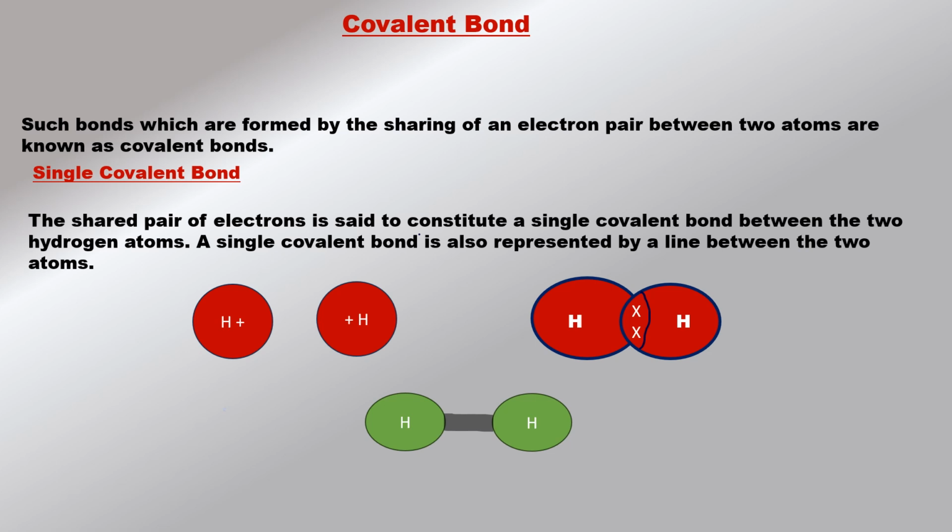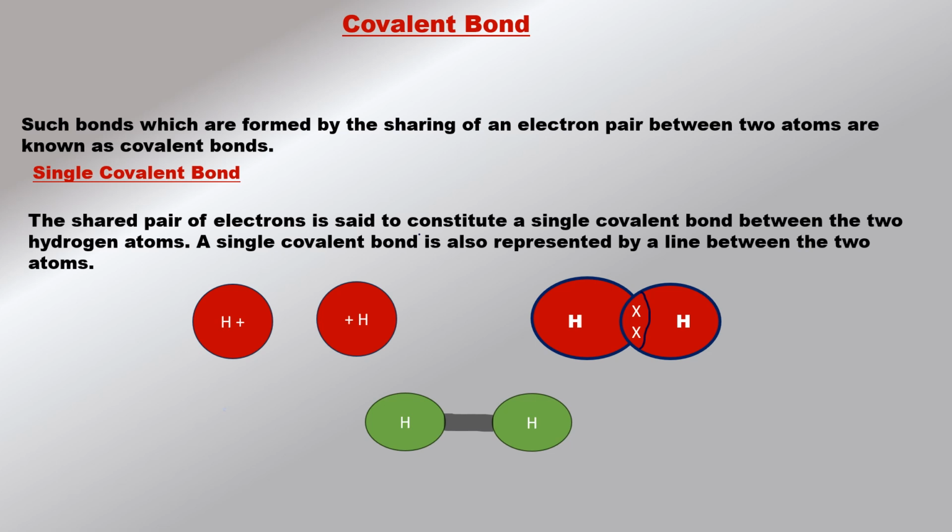Covalent bond. Such bonds which are formed by the sharing of an electron pair between two atoms are known as covalent bonds. Covalently bonded molecules are seen to have strong bonds within the molecule, but intermolecular forces are weak. This gives rise to the low melting and boiling points of these compounds. Since the electrons are shared between atoms and no charged particles are formed, such covalent compounds are generally poor conductors of electricity.